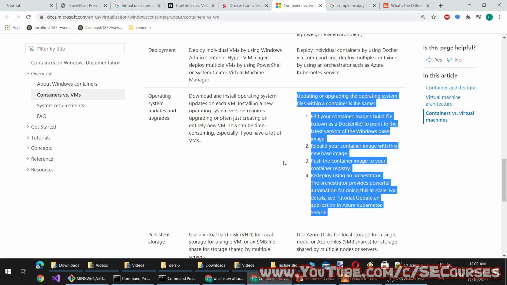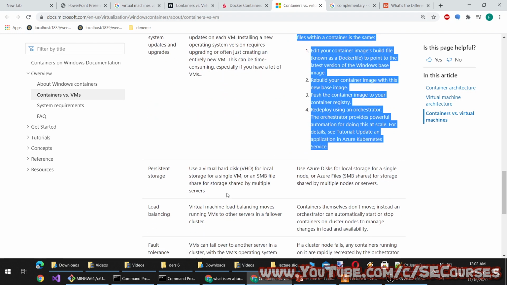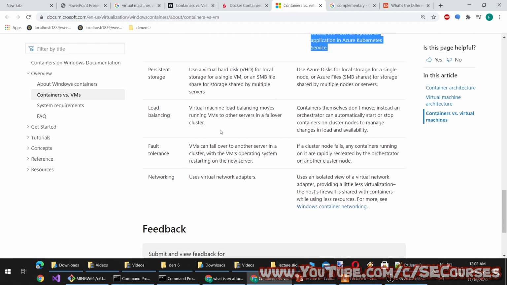Updating or upgrading the operating system files within a container is the same. Edit your container image's build file, known as a Docker file, to point to the latest version of the Windows base image. Rebuild your container image with this new base image. Push the container image to your container registry. Redeploy using an orchestrator. The orchestrator provides powerful automation for doing this at scale. For details, see tutorial, update an application in Azure Kubernetes Service.